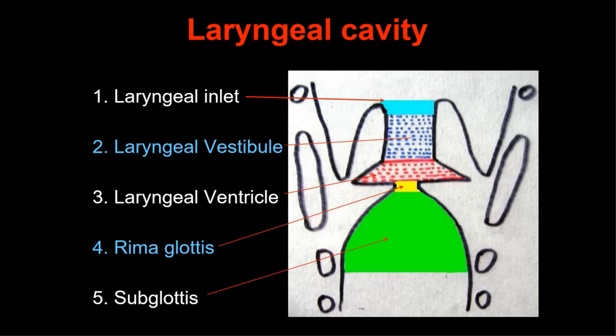This laryngeal cavity classification is mainly useful for carcinoma of the larynx. In carcinoma larynx, if the tumor is arising above the vocal cords, we call it supraglottic carcinoma; if it is arising from the vocal cords, that is glottic carcinoma. Just below the vocal cords to the lower border of the cricoid cartilage, that is the subglottis.